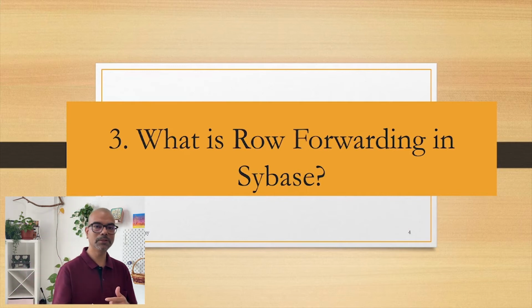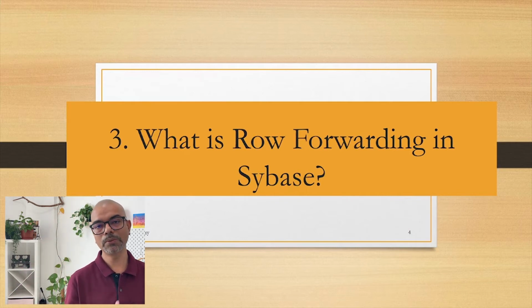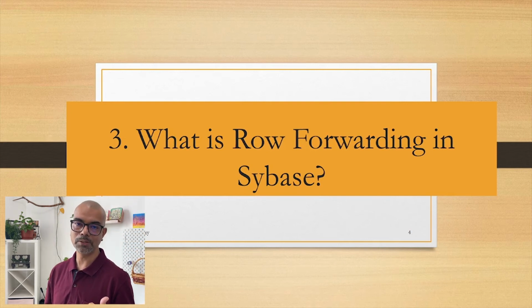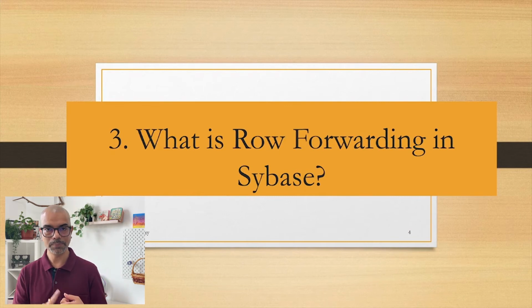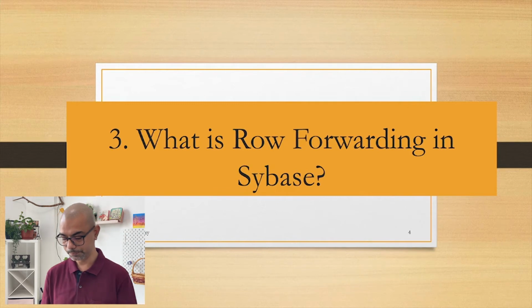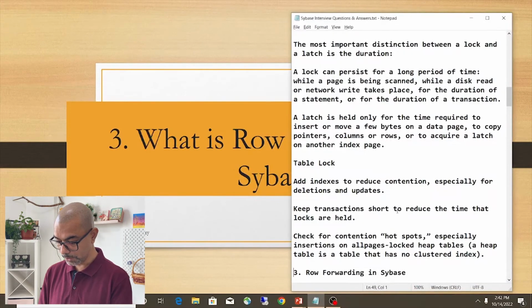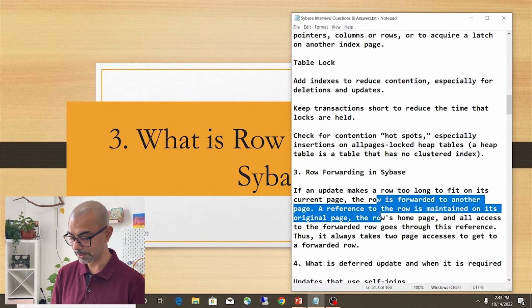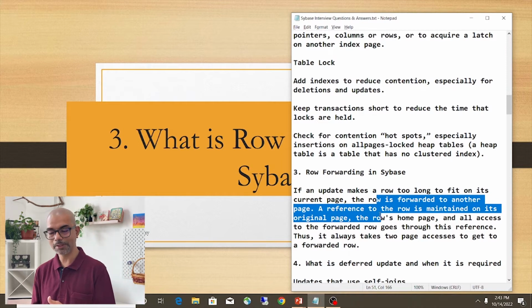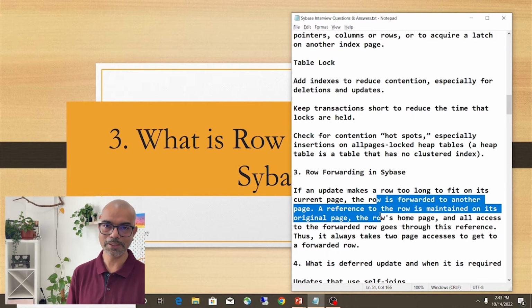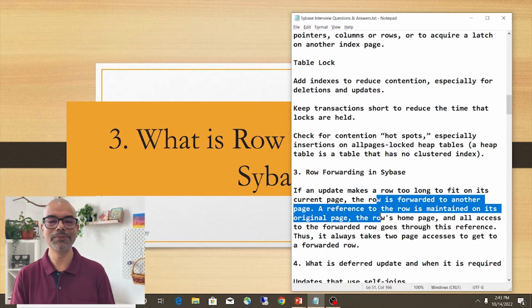So whenever row forwarding happens, you need to always scan two pages, whereas when there was no row forwarding, it was scanning only one page. Whether it's for update, insert, or delete, and for select operations also, you need to refer to two pages. So if an update makes a row too long to fit on its current page, the row is forwarded to another page, and the reference to the row is maintained. I am keeping this as a reference so that whatever is official which has been explained, we should not deviate from there.